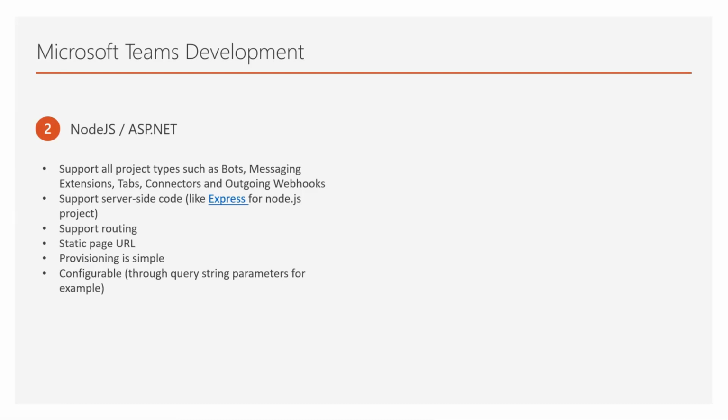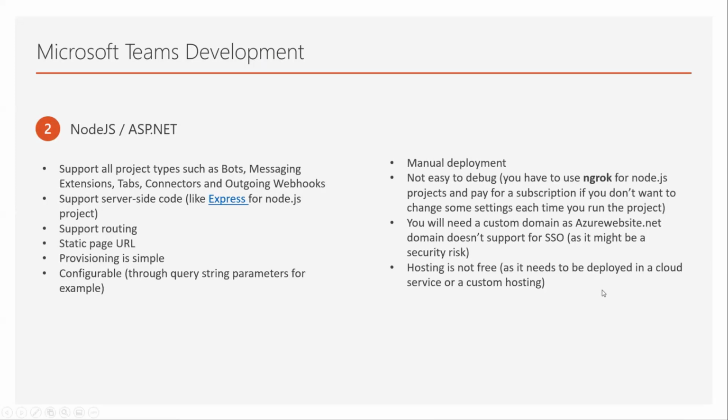Provisioning is simpler than the SharePoint framework and is configurable. For example, you can pass some query string parameters for customizing your tab. And it also has some disadvantages, like the deployment is not that easy. And if you want to debug it, you need to use ngrok for Node.js projects and pay for a subscription if you don't want to change the settings each time you run the project.